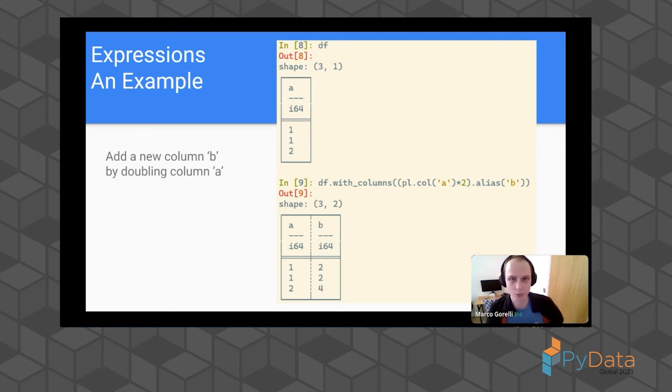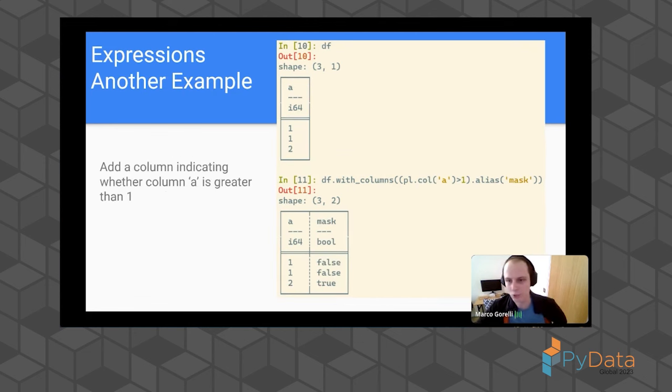For example, if we start with a beautiful data frame like this one, which contains one column A with values 1, 1, and 2, and then we use the with_columns function, we can create a new column called B, which is just column A, but doubled.